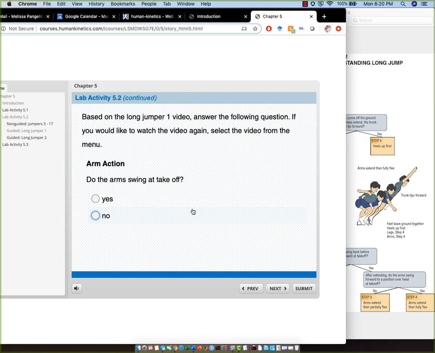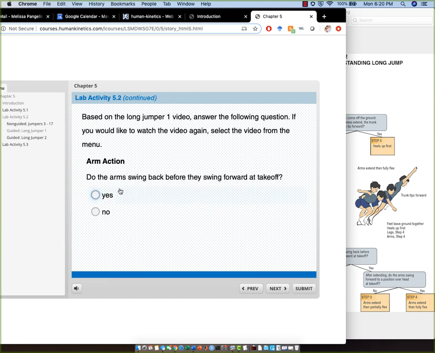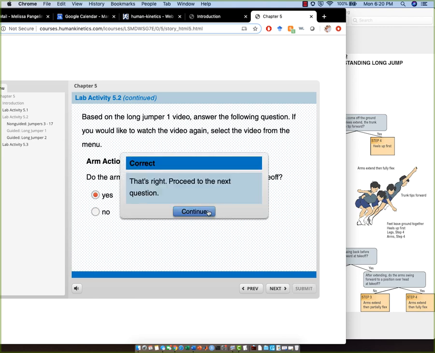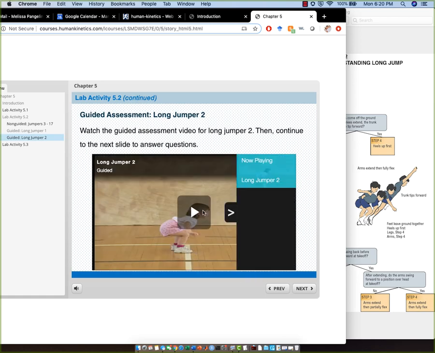Now let's talk about the arms. So the arms do swing at takeoff, so the answer is yes. The arms swing backwards before they swing forwards. After swinging back, the arms do swing forward to a position overhead at takeoff, so that's correct. So jumper 1 is in step 4 of the arm action.